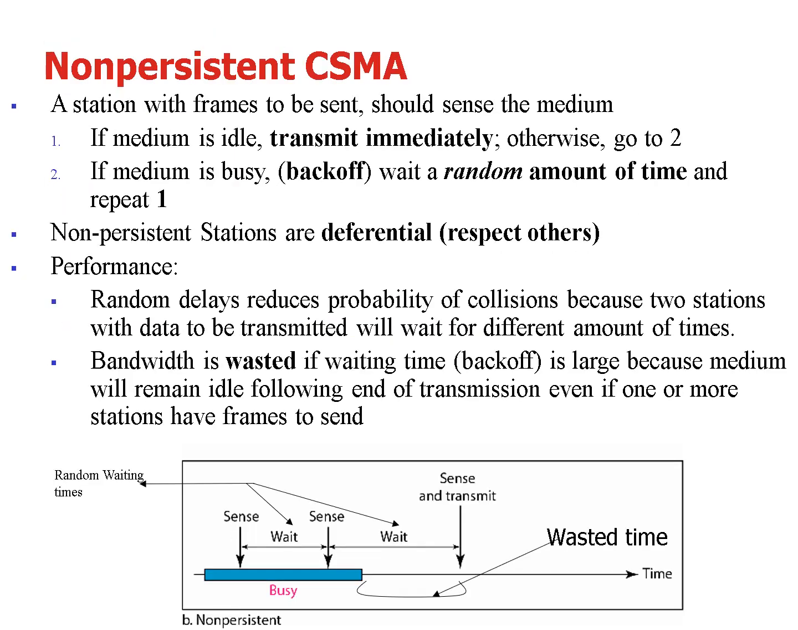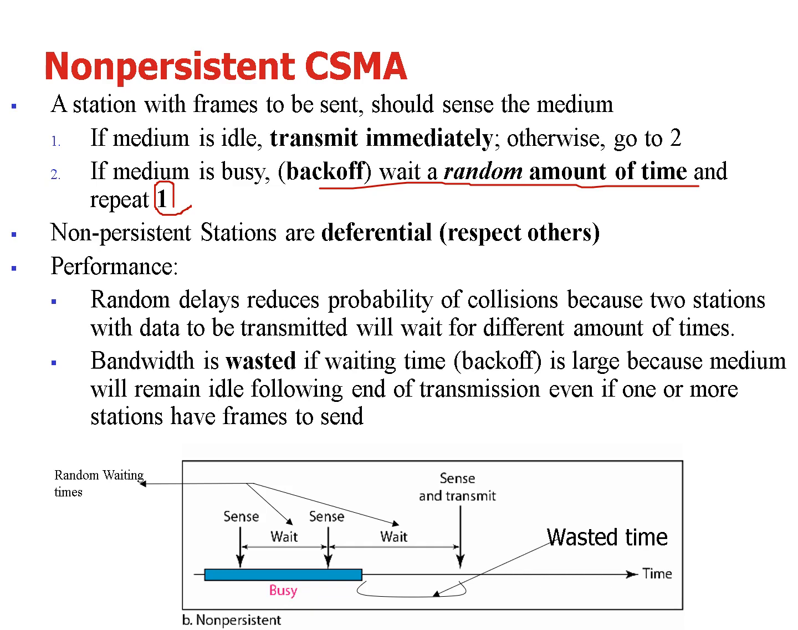In case of non-persistent, a station having frames to send should sense the medium, and if the medium is idle, it starts transmitting the data. But if the medium is busy, it will back off a random amount of time and repeat step number 1. The main difference is that sensing is not continuous. Non-persistent stations are respecting others. That's why it is sensing with a time period.